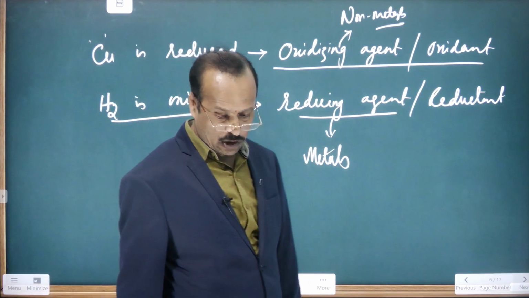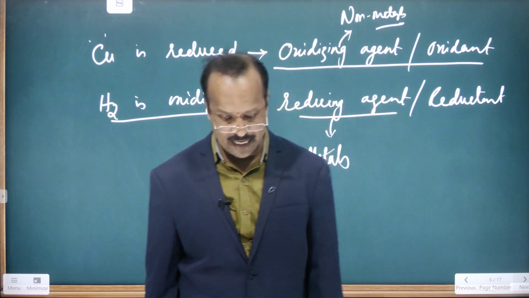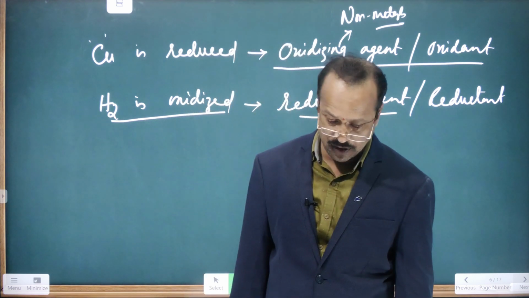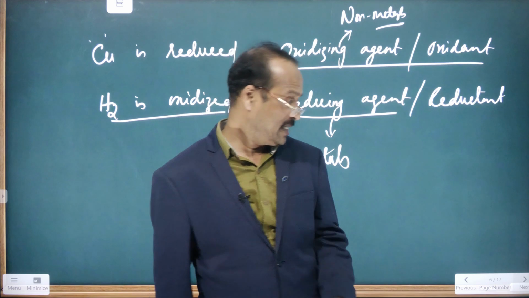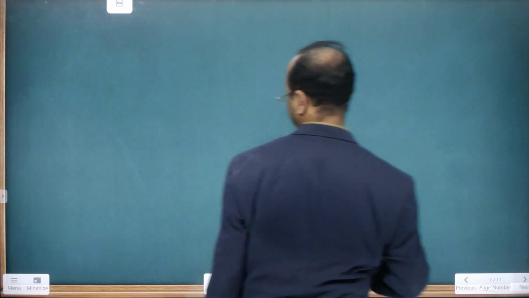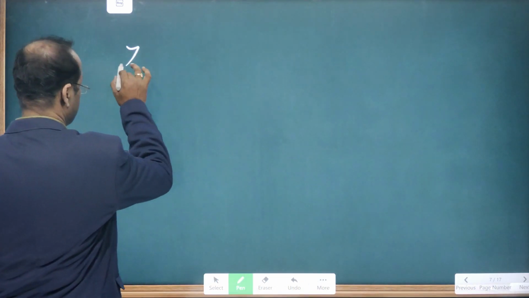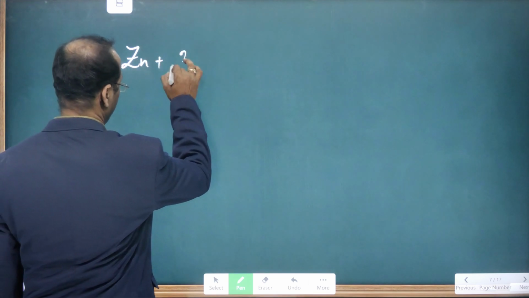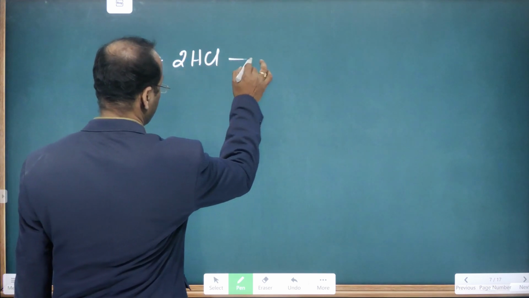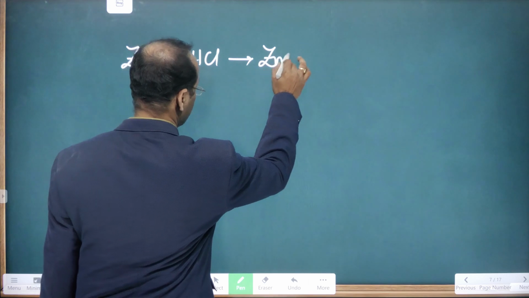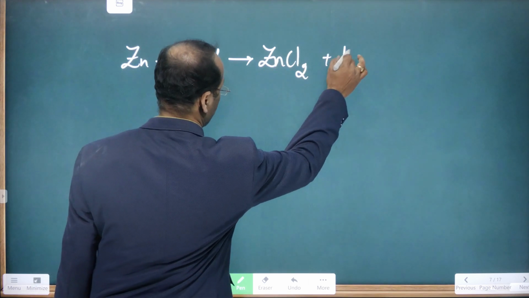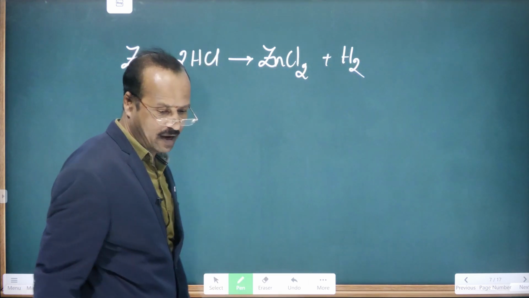Chalo, we solve the exercise 1 also. So page number 78, exercise 1, level 1. First one. In the reaction, zinc plus hydrochloric acid, what is given here? Zinc plus hydrochloric acid gives rise to zinc chloride plus hydrogen. This reaction is given, right?